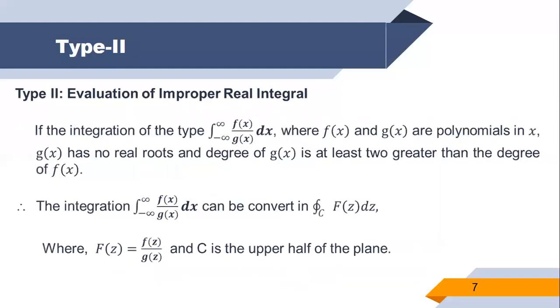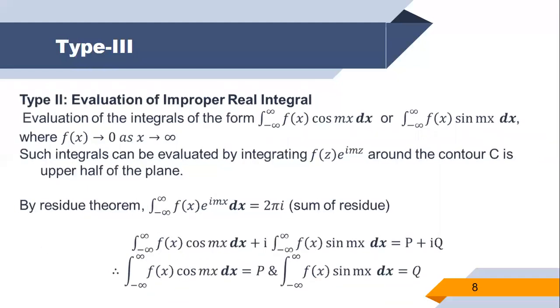So in type 2 and type 3, the procedure is similar. x is replaced with z. The curve is also the upper half of the plane. The only change is if the function depends on cos mx and sin mx, then cos mx and sin mx are replaced with e raised to imz.